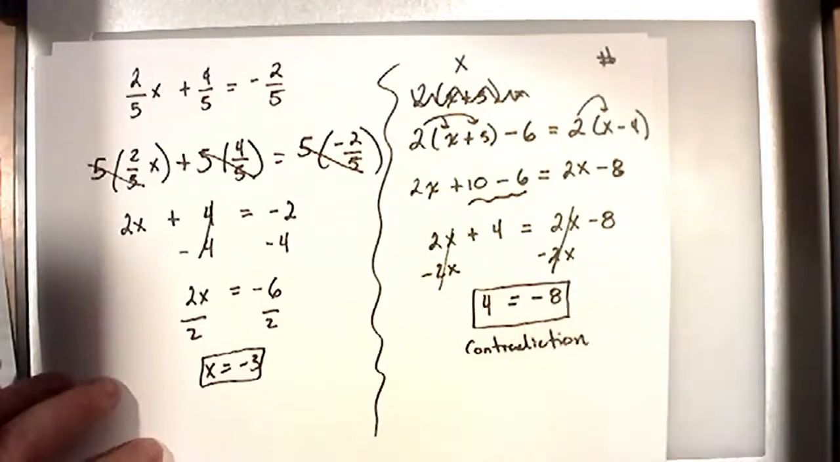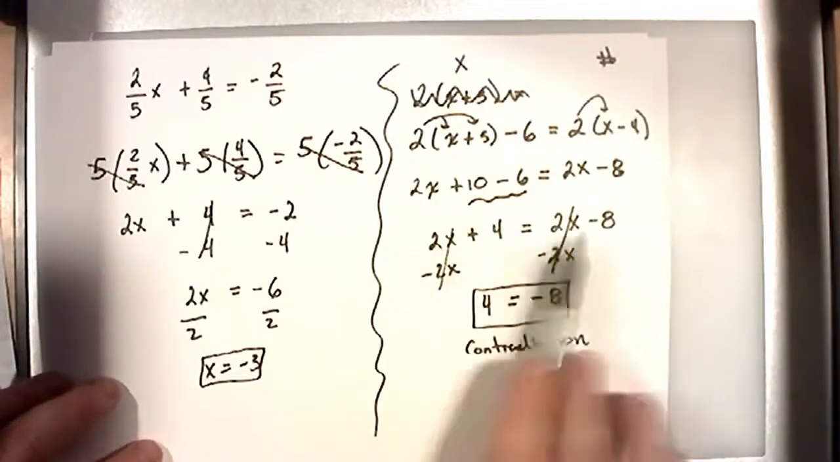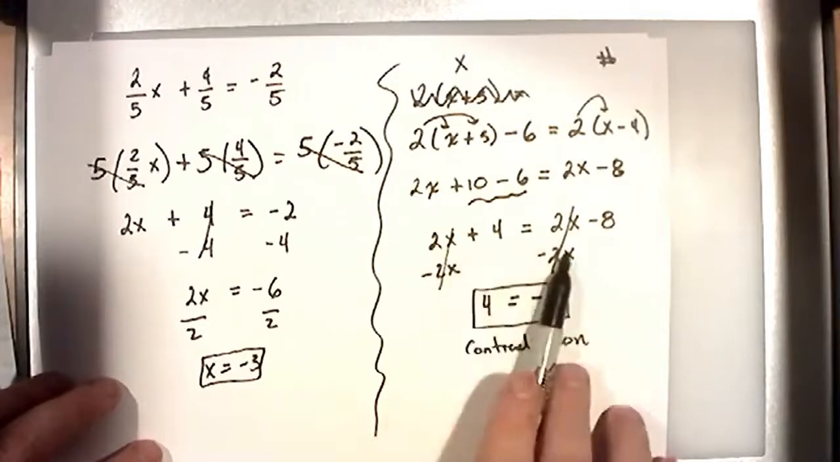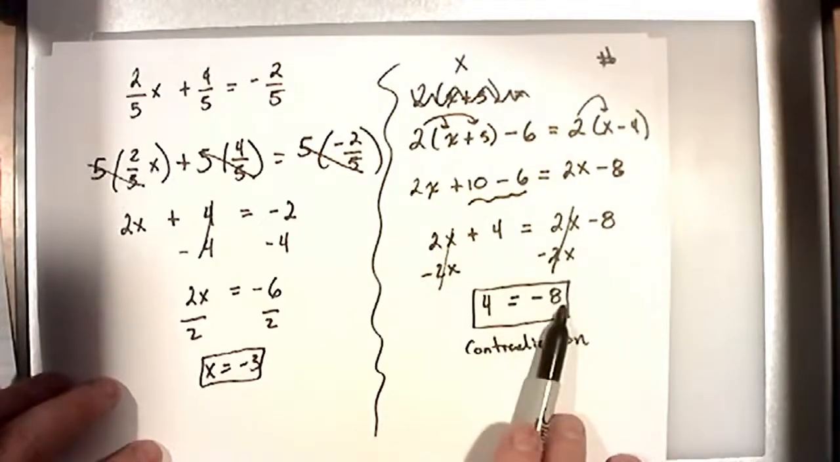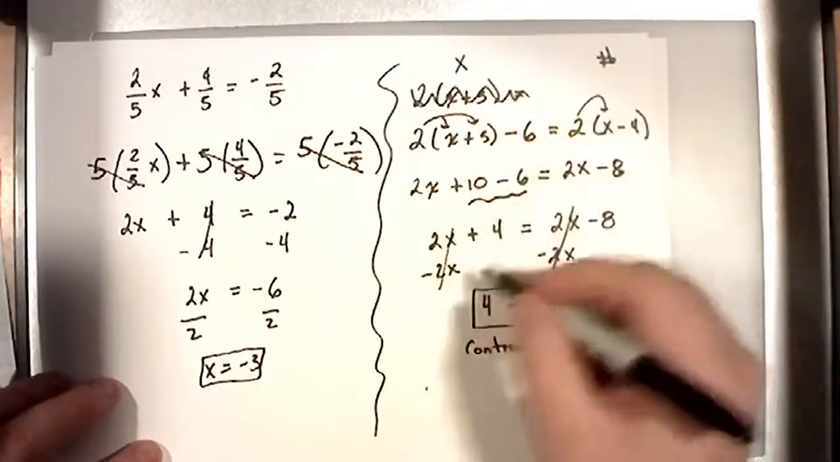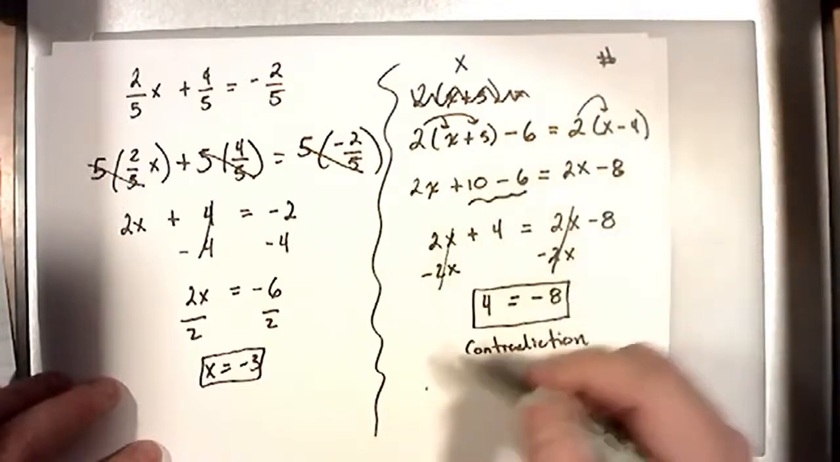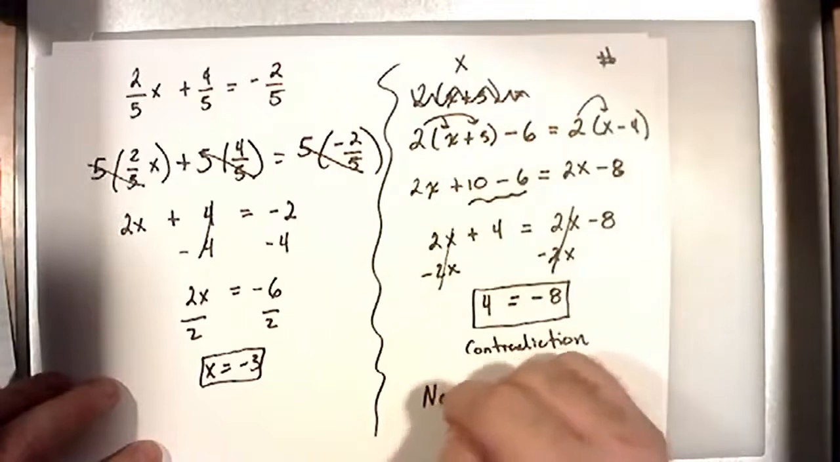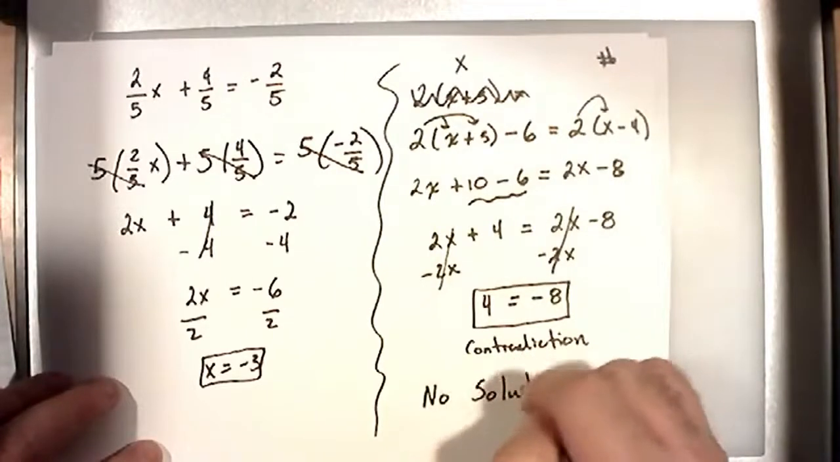4 does not equal negative 8. And this is not 4x, right? The x's are gone. Notice the x is canceled out. 4 does not equal negative 8. That's absurd. That's a contradiction. So what this means, assuming you made no mistakes, if you goof something up here, then who knows what's happening. But assuming you made no mistakes, this is telling you there is no solution.